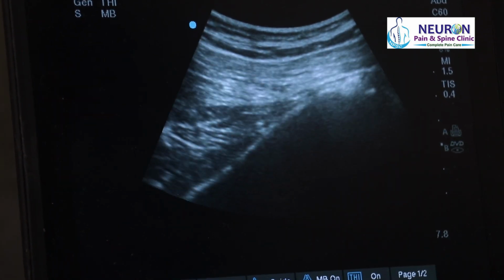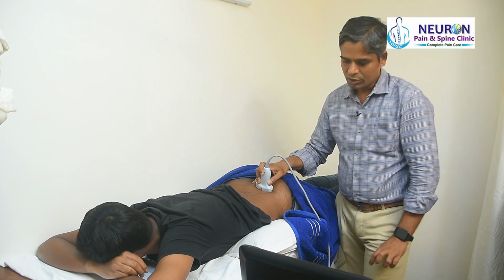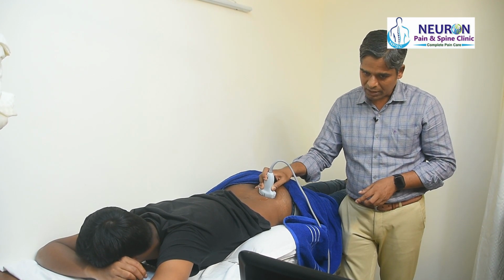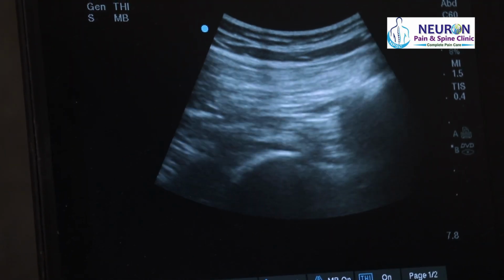Going up, you see the bone. Slowly going down, you don't see the bone. So from now, once I reach that greater sciatic notch, I'll come a little lateral, obliquely orient and look inside.